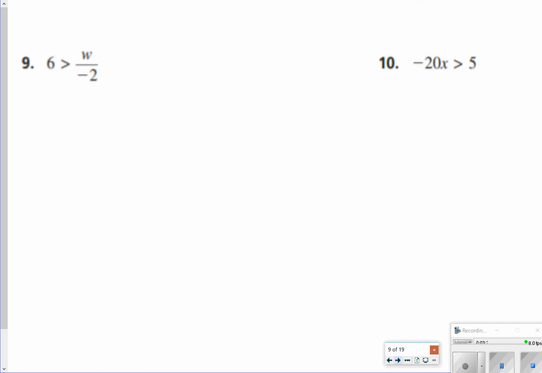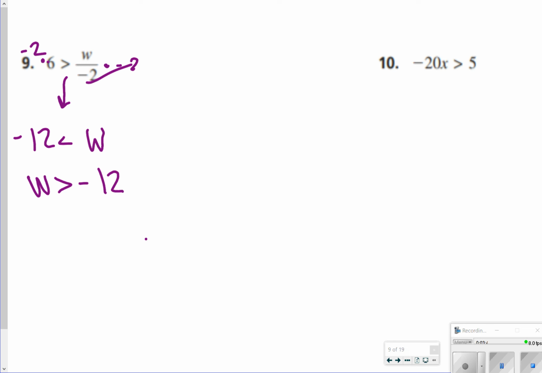For number 9, you needed to be careful because you had to multiply by a negative number to answer your question. And anytime you multiply or divide by a negative, your inequality symbol flips or reverses. So you should end up getting negative 12 is less than w, and when you rewrite this, it should say w is greater than negative 12. And on your number line, we have negative 13, negative 12, negative 11. That is an open circle pointing to the right. So maybe take some extra time to review that in your notes from lesson 2.3.